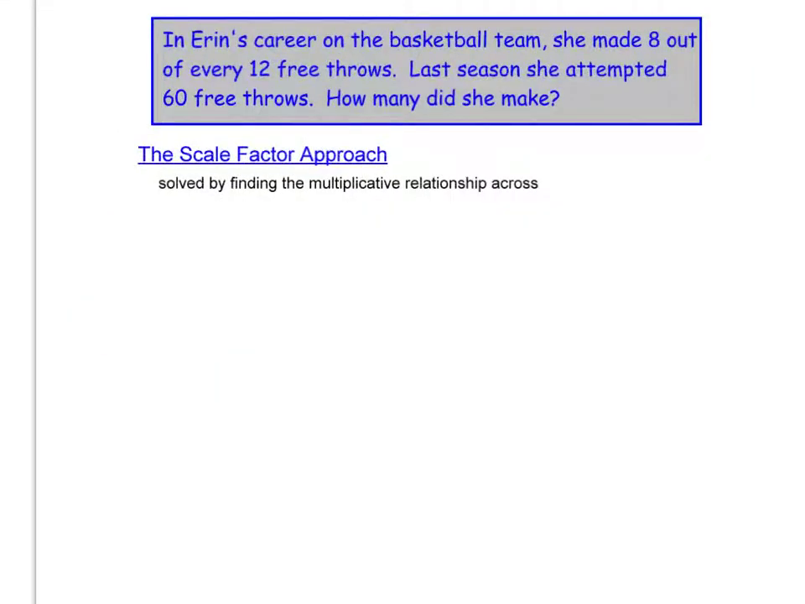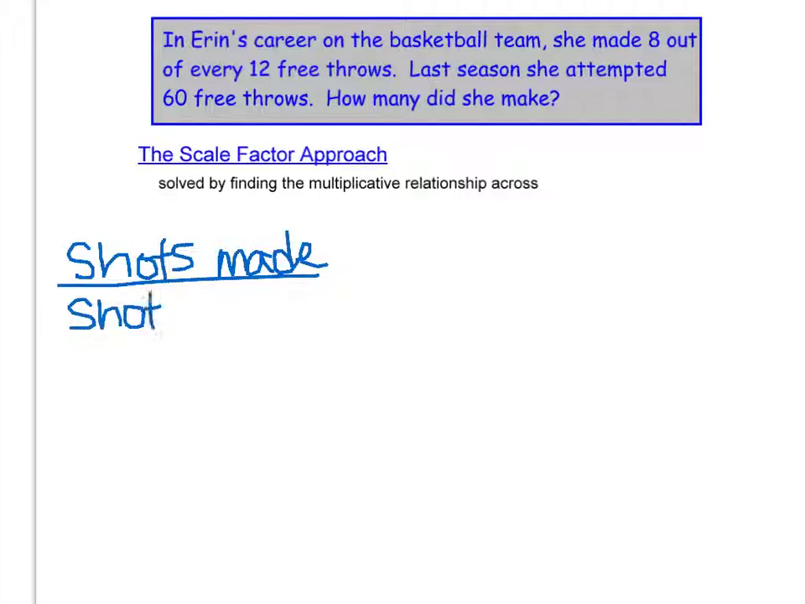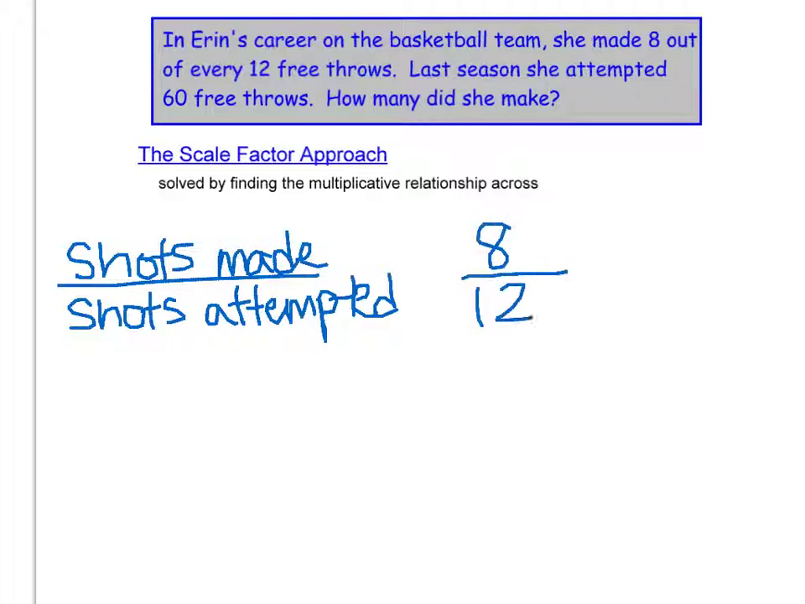Again, we're going to work with the same problem, and we're just going to solve it a different way. Our first idea, again, is to set it up the same way. So we're looking at shots made compared to the shots attempted. And in this case, when we set it up, we're still going to compare the shots made were 8 out of 12 attempted, and set that equal to, if she attempted 60 shots, then how many did she make?